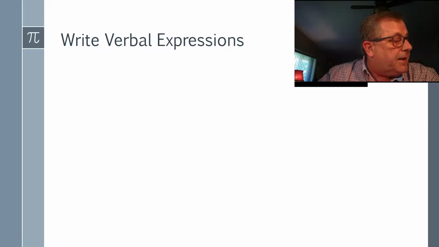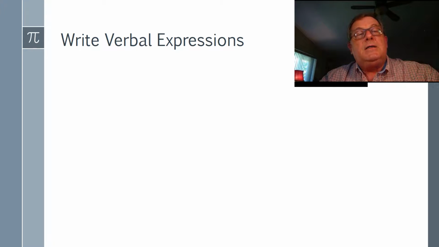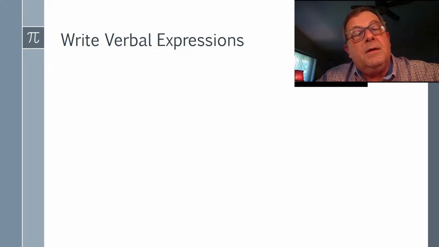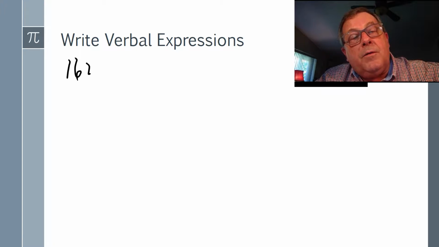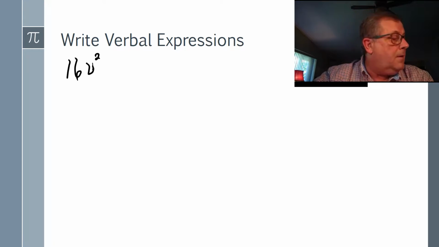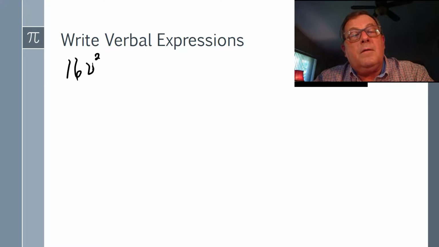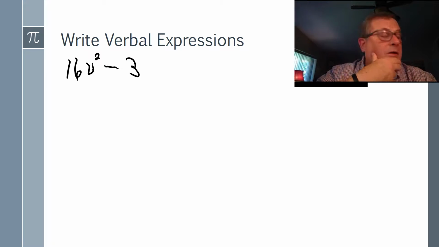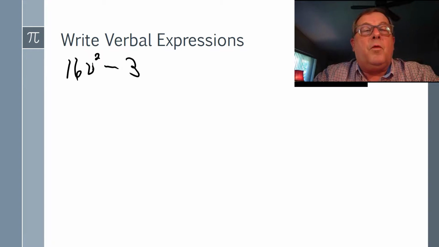And I'm taking this from the guided practice in example 1. This is on page 5 of your textbook. So let's have a go at it here. So we've been given this 16u squared minus 3. And so we're going to turn this into a verbal expression.